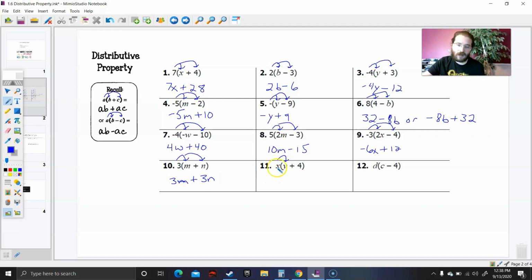X times y, all right? So whenever we see a variable, we can still treat that the same way that we do a number, right? So we're going to have xy, and then x times 4 is plus 4x. All right? D times c. Since D comes after the C in the alphabet, we're going to put the D after the C. So this will be CD. And then D times negative 4 is negative 4D. Okay? All right.